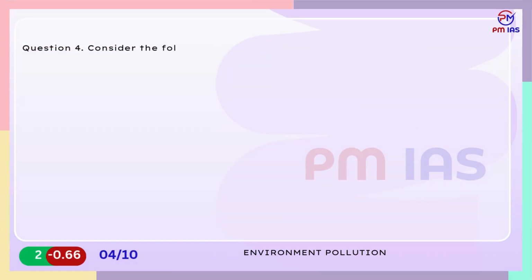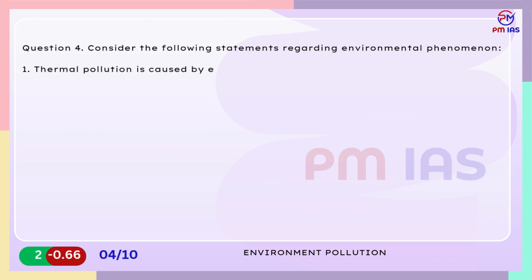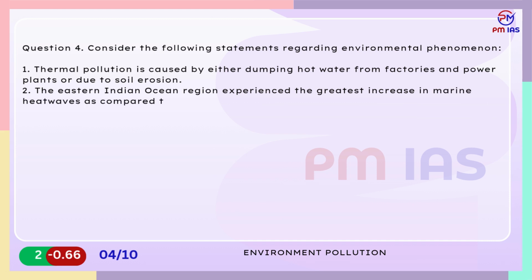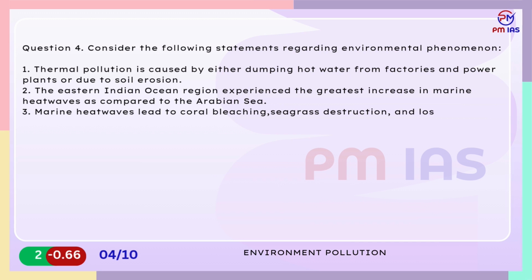Question 4. Consider the following statements regarding environmental phenomenon. 1. Thermal pollution is caused by either dumping hot water from factories and power plants or due to soil erosion. 2. The Eastern Indian Ocean region experienced the greatest increase in marine heat waves as compared to the Arabian Sea. 3. Marine heat waves lead to coral bleaching, seagrass destruction, and loss of kelp forests, affecting the fisheries sector adversely. Which of the statements given above are correct?